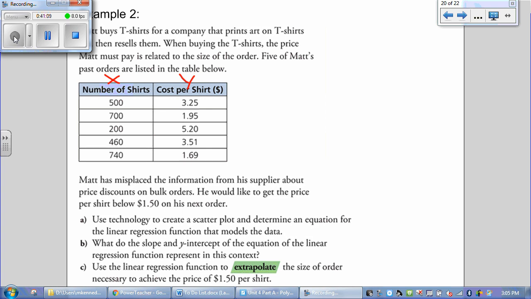So what's the minimum number of shirts that I could buy? You can buy 200. You can even go a little less than that so you see that point. So I'm going to say my X minimum is 100. Say like, okay, I'll buy 100 shirts. That'd be the minimum number of shirts I buy.